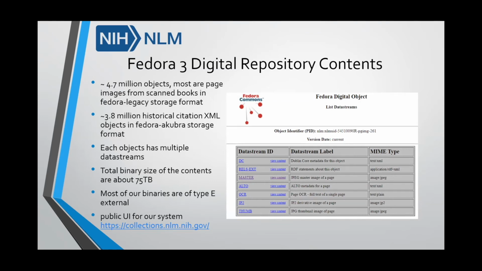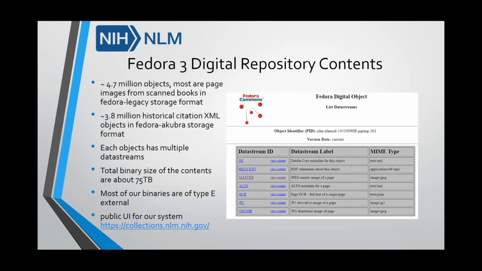So first, I will briefly talk about our Fedora 3 repository content that we have for this migration effort. Currently, the Digital Repository is hosted on Fedora 3 and has about 4.7 million objects. Most are page images scanned from books in TIFF format, and they are stored in the Fedora legacy storage format. And we also have 3.8 million historical citations XML objects in Fedora Akubra storage format.